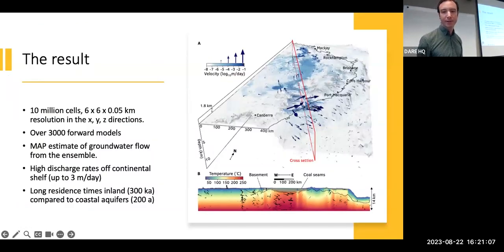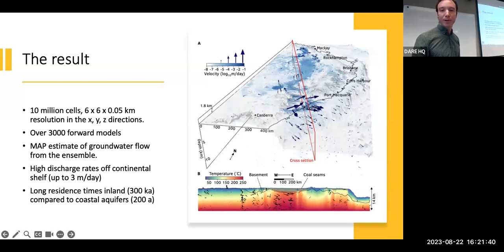Okay, and so this is the result. This is our model. It's 10 million cells, which gives us a 6 by 6 by 0.05 kilometer resolution in the XYZ directions. Within our inverse scheme, we actually run over 3,000 forward models to try and constrain the problem. What I'm showing on the right here is our maximum a posteriori estimate. This is our best model, if you like.